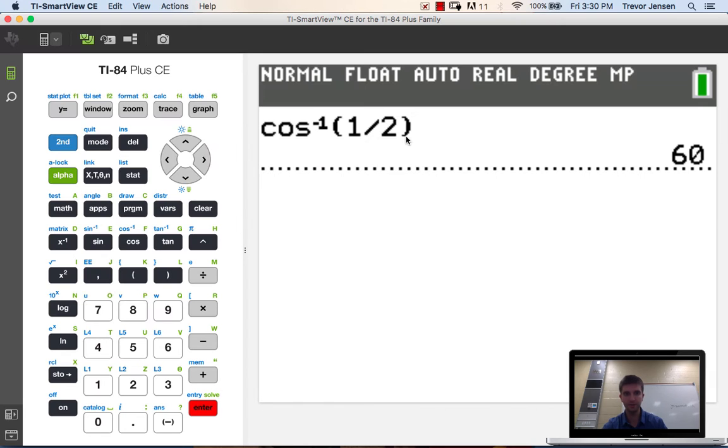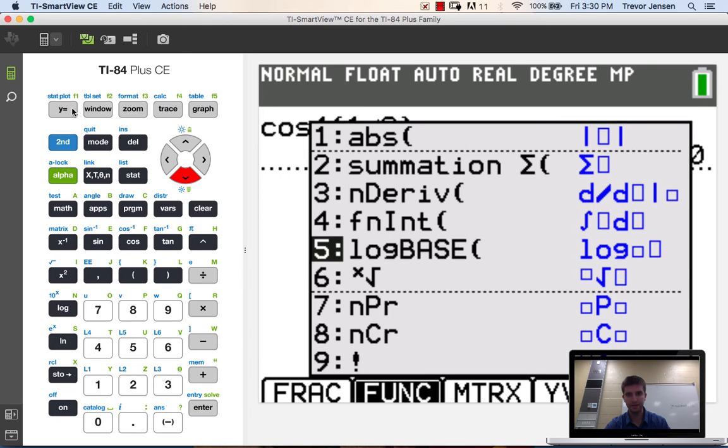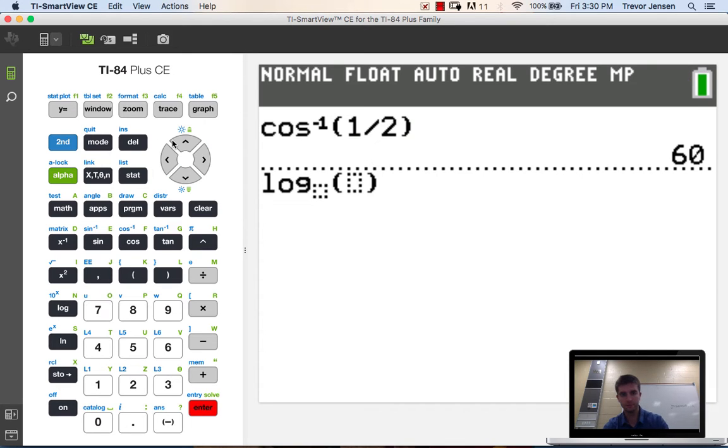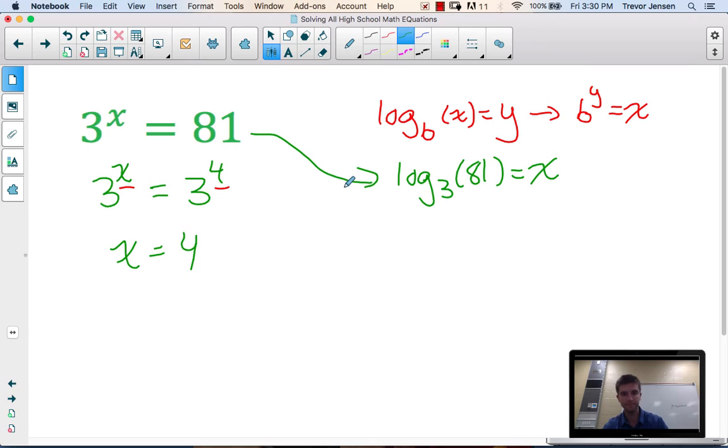So we can type on the calculator log base 3 of 81, and I figure out it's 4, right? 3 to the power of 4 is 81. That's why log base 3 of 81 is 4. When we type this, the calculator is looking for what exponent we put on the 3 to get the argument 81, and it turns out it's 4.